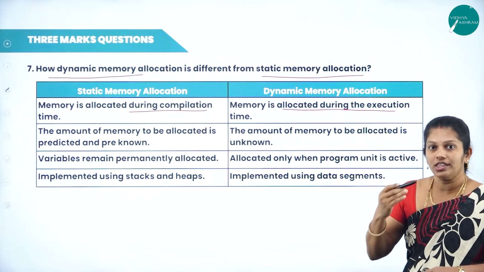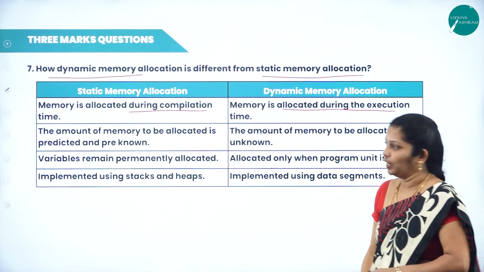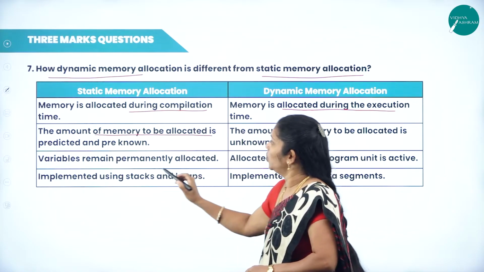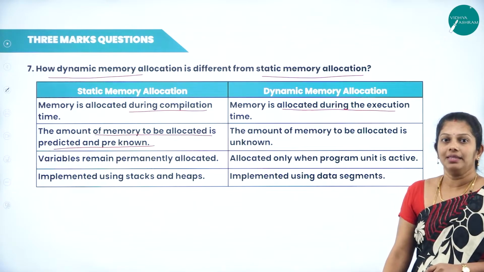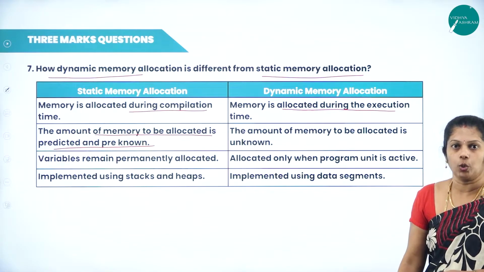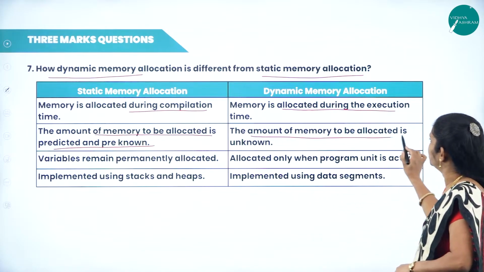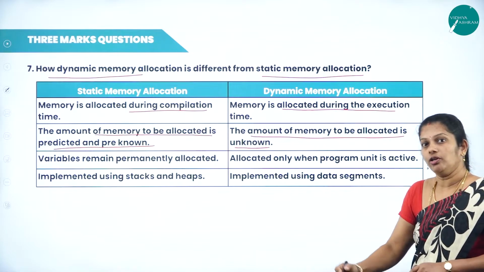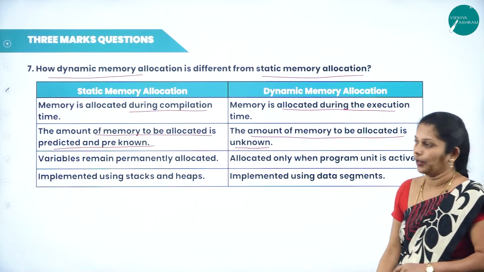It means that whenever the memory requirement is there, only at that time memory will be allocated. And the amount of memory to be allocated is predicted and pre-known. In the beginning itself, we know how much memory it requires. It is pre-known. Whereas in dynamic allocation, the amount of memory to be allocated is unknown. Whenever we require, only at that time, depending upon the situation, the memory will be allocated here.